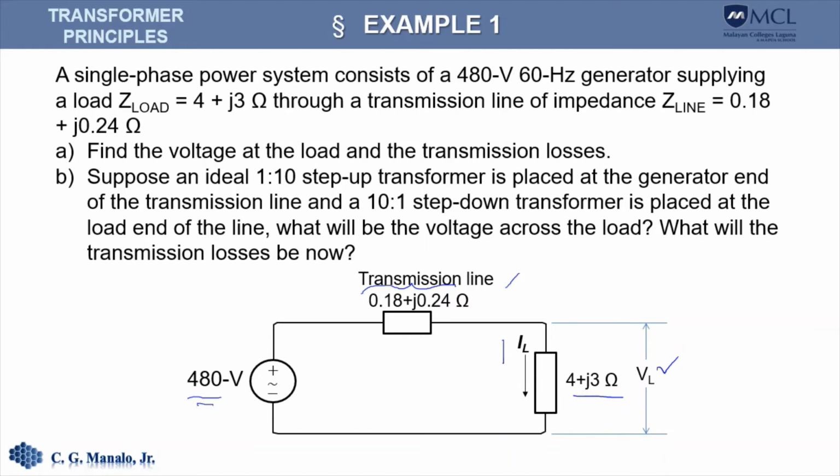In part A, we do the transmission without any transformer. In part B, we use transformers. So first, we put here a step-up transformer before transmission, and then after transmission, we put another transformer. We call this transformer 1, and we call this transformer 2. And we repeat the process. We compute for the voltage at the load and also the transmission losses.